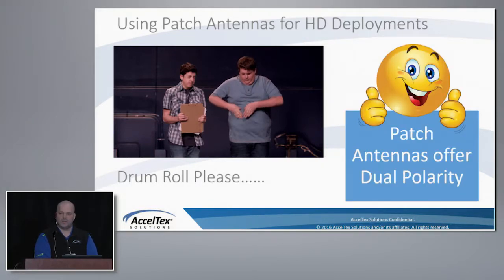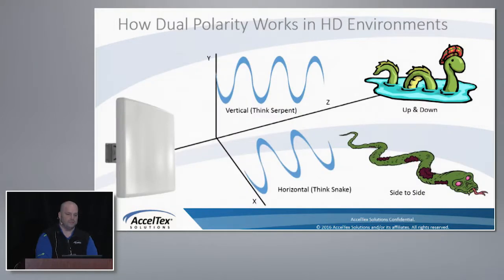Patch antennas also offer dual polarity. And so what does dual polarity mean? I was actually going to break into a little break dance, but a high percentage of patch antennas are vertically polarized. Traditionally, antenna elements are vertically polarized on the bottom.